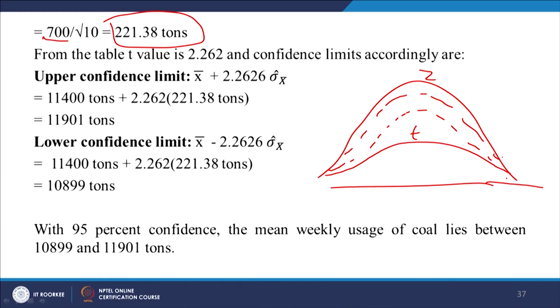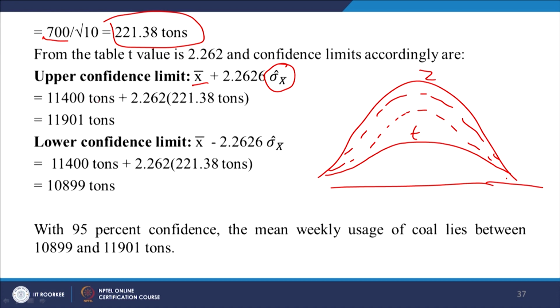So, let us come back to this case. The upper confidence limit is x bar, the sample mean, plus 2.262, which is the T value from the table, times the standard error.